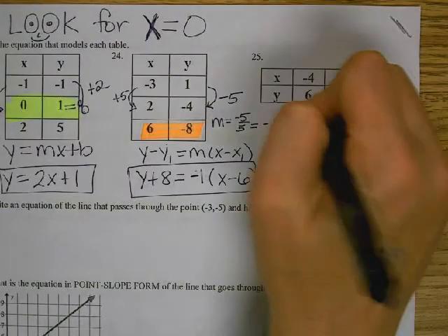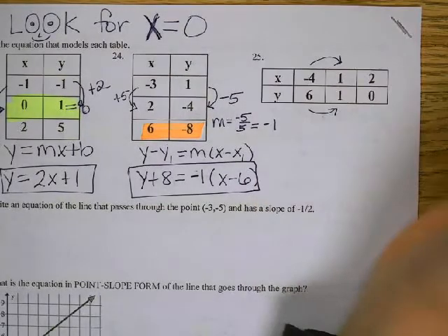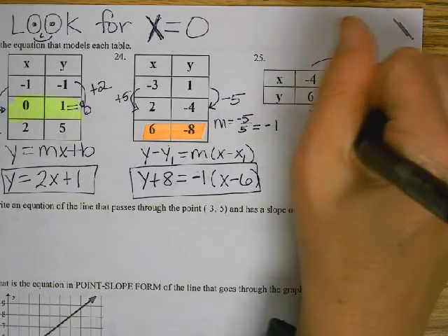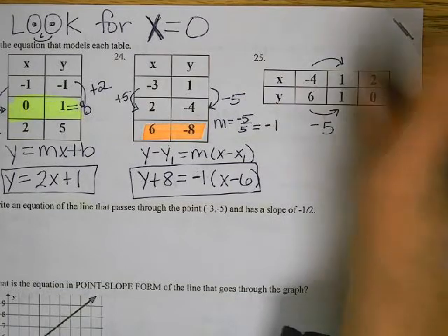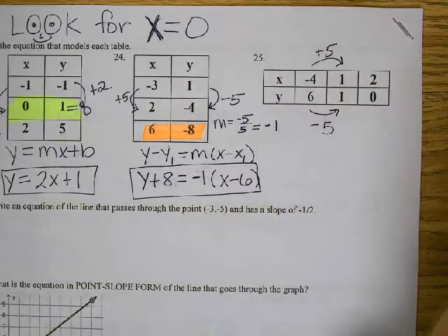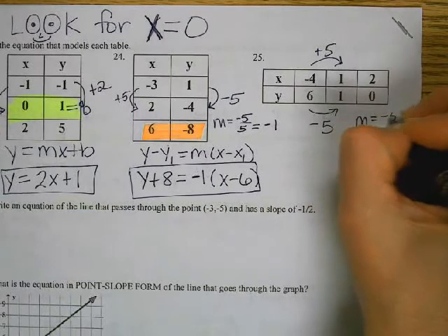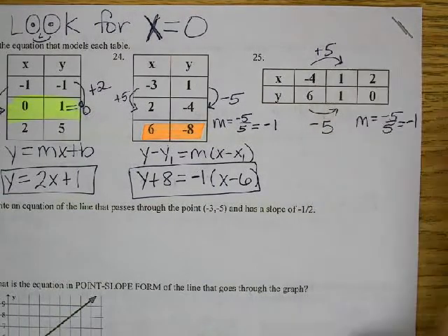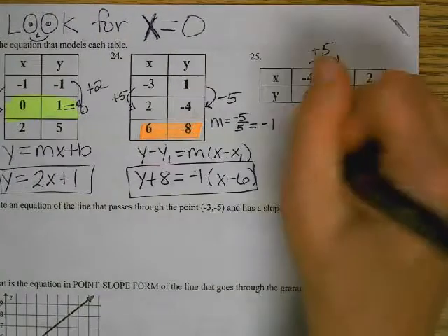Next up, 25. Let's find the slope. So from 6 to 1 is minus 5, and from negative 4 to 1 is plus 5. So m equals negative 5 over 5, which is negative 1 once again.